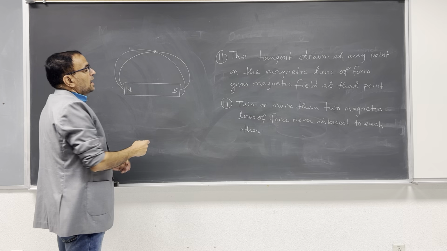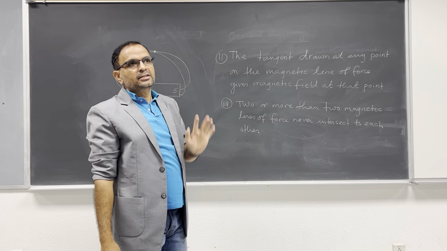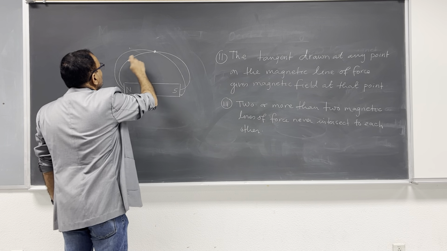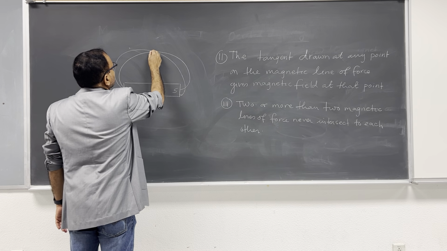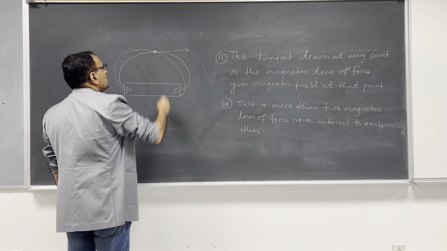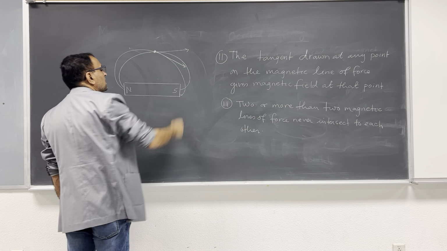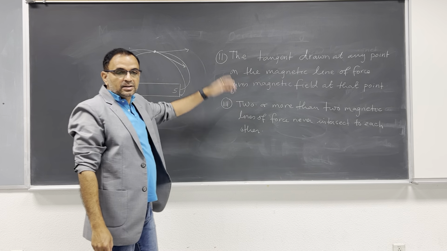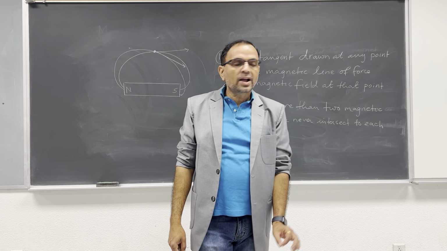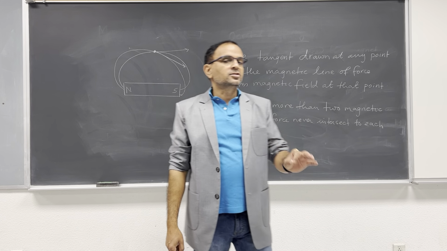What happened? I told you that the tangent line drawn at any point on the magnetic line of force gives you the magnetic field. That means this point is common to both lines. If I draw the tangent on this line, I have a tangent like this, and if I draw the tangent on this curve, I have a tangent like this. That means I have two tangents, that means two magnetic fields. That is not possible. That is why two or more magnetic lines of force never intersect with each other.